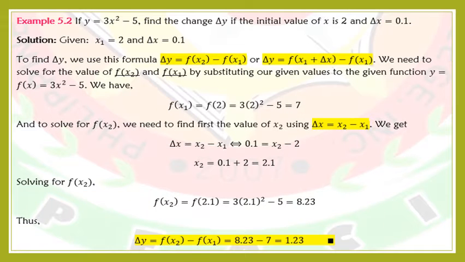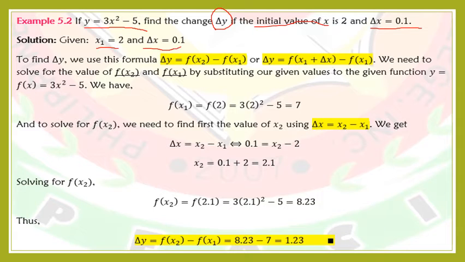So, let's give an example para maintindihan natin yung approximation using differentials. If y equals 3x squared minus 5, find the change delta y if the initial value of x. Okay, so ito yung hahanapin natin, si delta y. Ang given is the initial value of x. Ibig sabihin, x sub 1 natin is equal to 2, and then delta x natin is equal to 0.1.